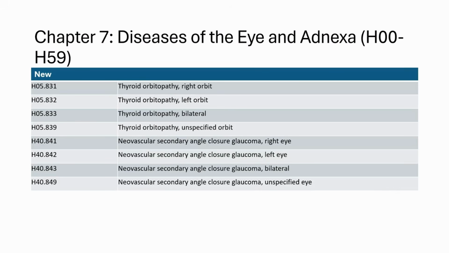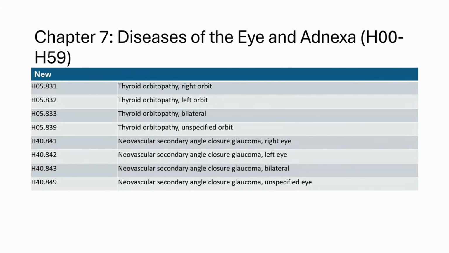There's new detail for two conditions, thyroid orbitopathy and neurovascular secondary angle closure glaucoma. Thyroid orbitopathy, sometimes called thyroid eye disease, happens when thyroid disorders, most often Graves' disease, cause inflammation and swelling around the eye. The new codes let us specify whether it's in the right eye, left eye, or both. Of course, we see that a lot. Anything that has to do with the eyes, is it the right or the left eye?